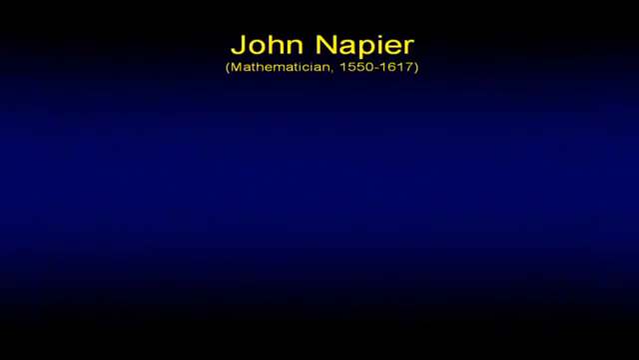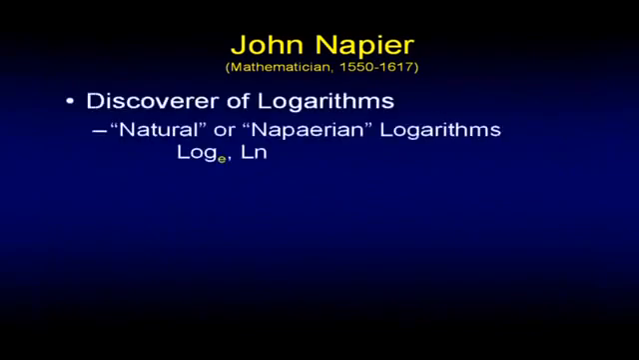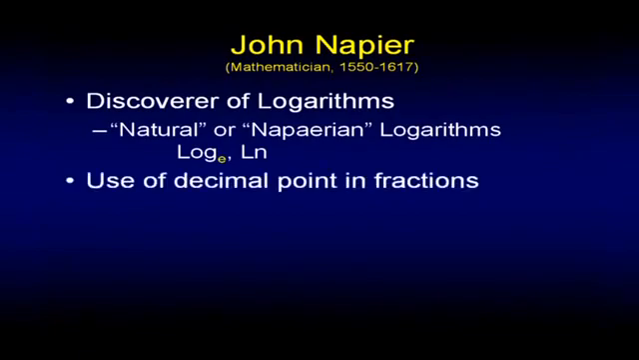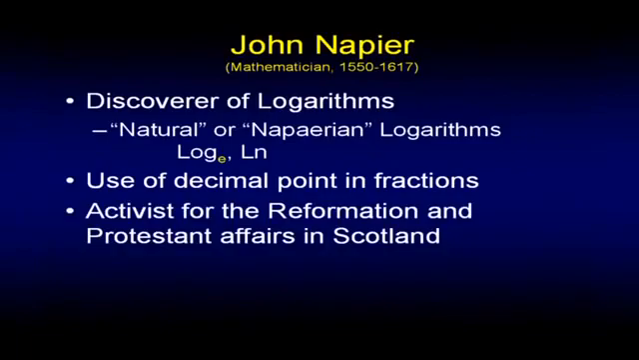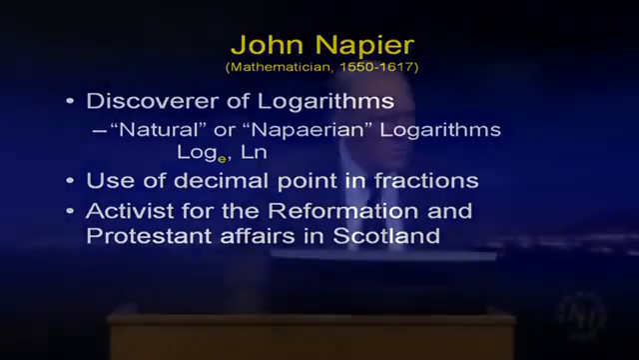There's a guy by the name of John Napier that you probably haven't run into, unless you were in advanced math. He was the discoverer of what we call logarithms. Natural or Naperian logarithms are named after him. That's when the logarithm is to the base of e. It has some very peculiar characteristics when that happens. He also was the guy that promoted the use of the decimal point and fractions. He happened to be an activist for the Reformation and Protestant affairs in Scotland, by the way. And it's interesting in those early years how, whether it's Isaac Newton or whoever, these great scientists were also great churchmen. Or I should say, they at least took the Bible seriously.